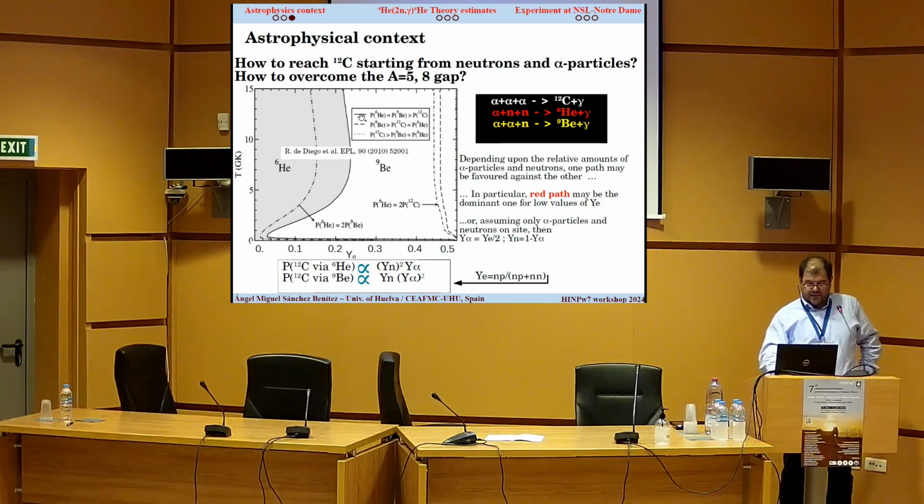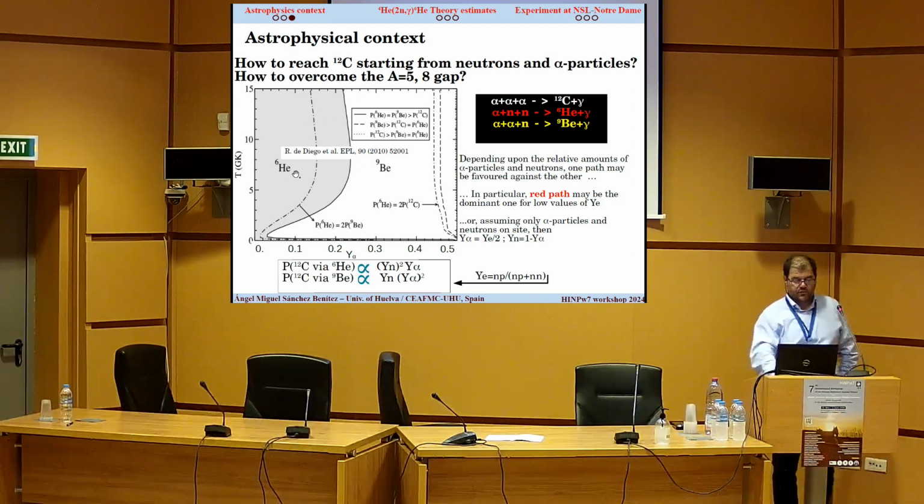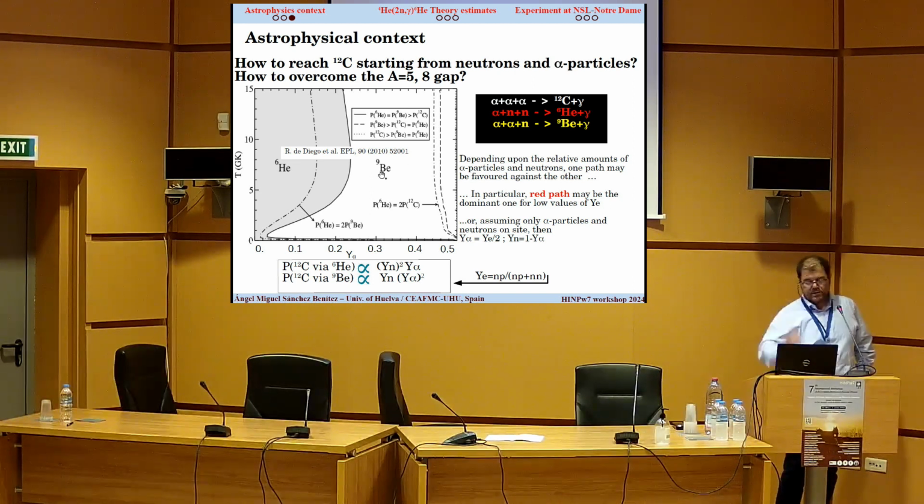So in these lines, a continuous line means that the probability of formation of helium-6 is equal to the probability of formation of beryllium-9. And the gray side is where the formation of helium-6 is dominant. Then in this region, we can say the same, but for beryllium-9. And the region for carbon-12 is here, and we cannot see it, right? But you see that, in principle, the dominance of helium-6 may be relevant in these conditions.